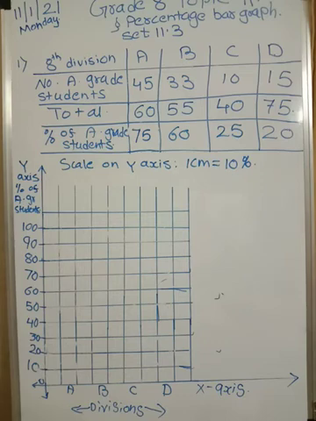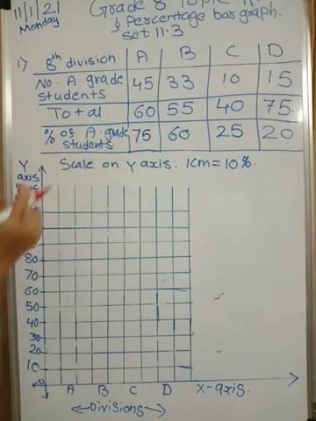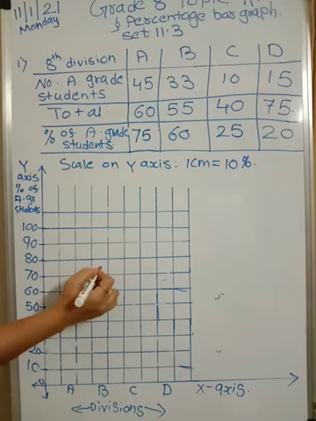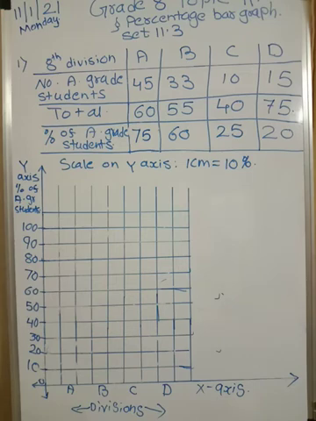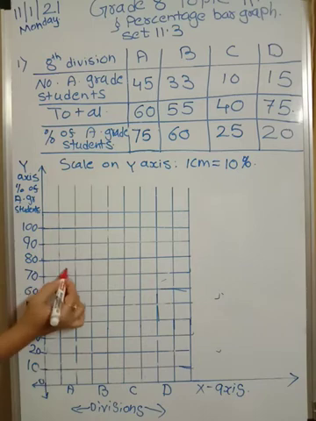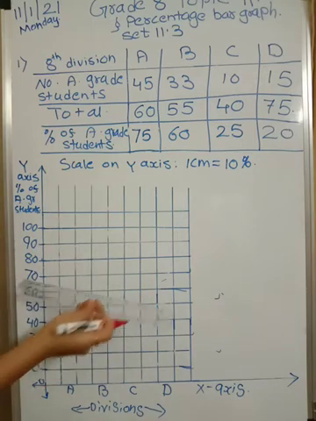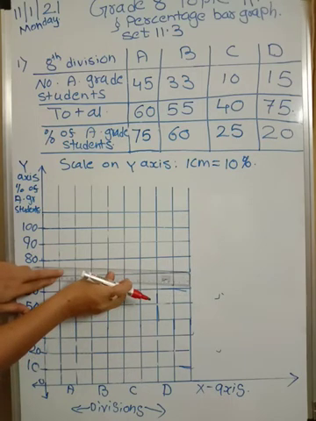Now let us plot the graph. For A division, how much is the percent? 75. Now you know this is the A division column. 75 means between 70 and 80. Here there is no line, but in your graph paper you will have a darker line between 70 and 80, and that is nothing but 75. So for A, between 70 and 80, somewhere over here you will have that little dark line.